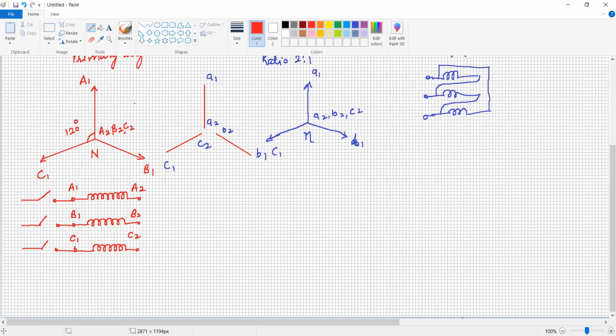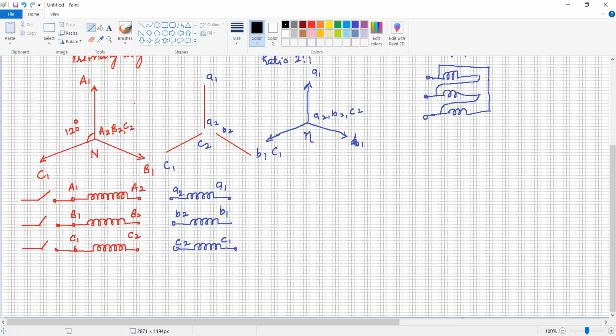Whereas the secondary winding, three windings in the secondary side also. So these terminals are A1, B1, C1. Okay, so it is A2, B2, C2. It is A2, B2, C2, A1, B1, C1. Okay. Now this is the secondary of the transformer.